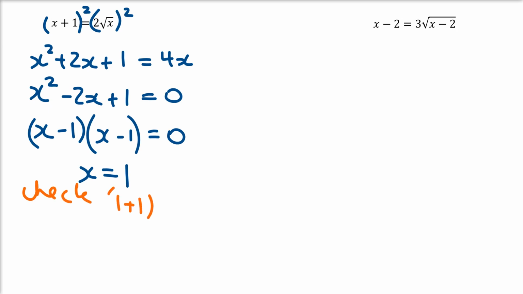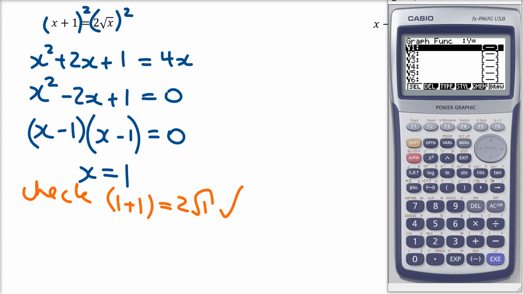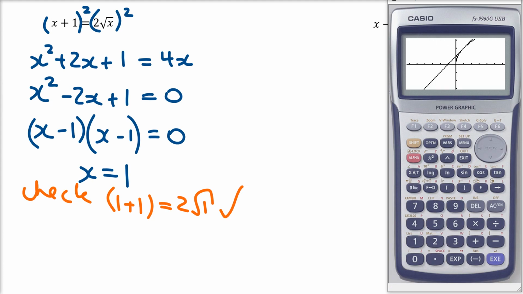1 plus 1 is the same as 2 lots of root 1, isn't it? 2 lots of root 1 is 1, isn't it? 2 times 1 is 2, yeah. So that's good. So I've checked that. That makes sense. My answer makes sense. Happy with that? Right. I could also have done it on my graphics calculator, could have gone to my graph function. I could have graphed x plus 1 with 2 root x, draw those two graphs, shift F5, find where they intersect, and it gives me an x of 1 and a y of 2. Okay? And there's my one answer.